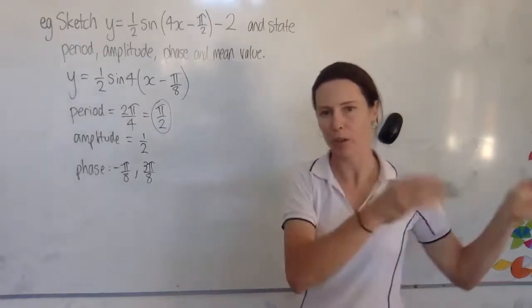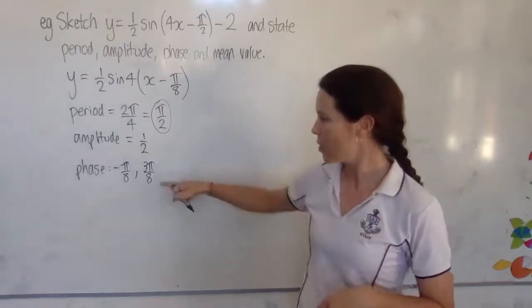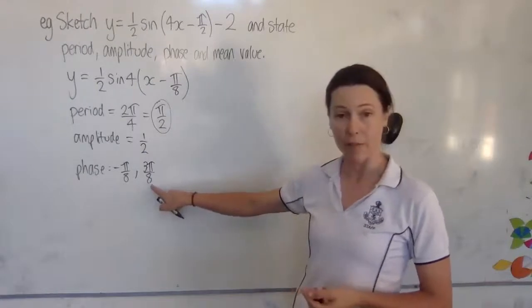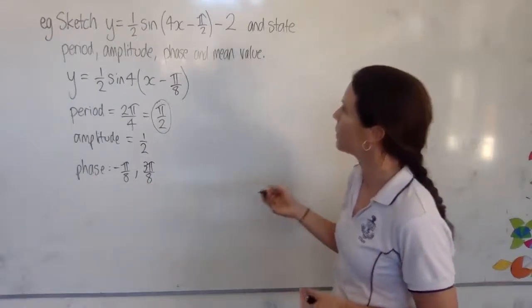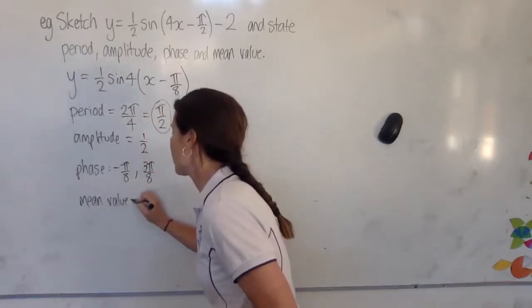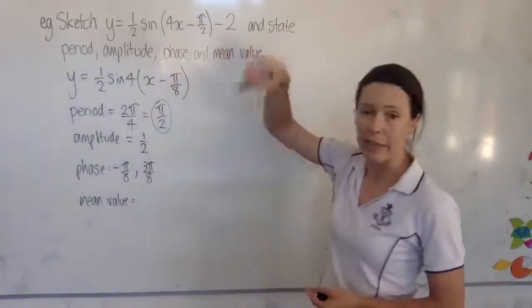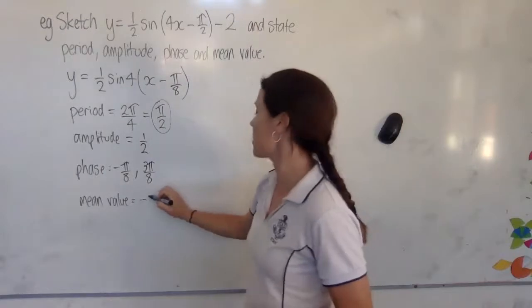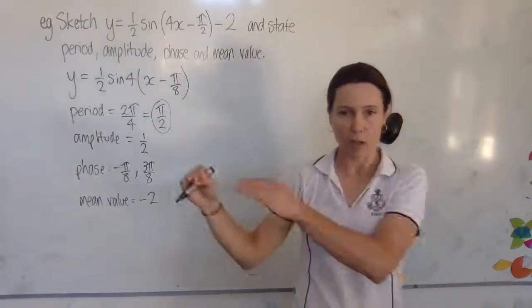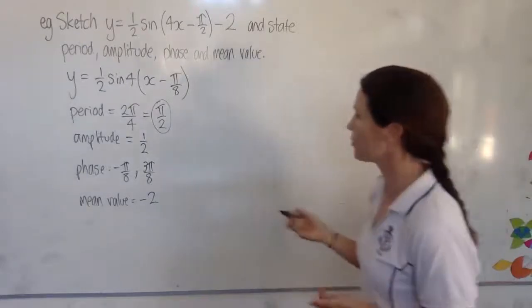So you're going to end up with the graph in the same place. So use whichever phase you like. You can move to the right this far, you can move to the left this far. These are both acceptable ways to do it. And lastly, our mean value, well, the whole graph has been shoved down 2 units. So our mean value is -2. So it won't be going up and down around the x-axis, it'll be going along that line y equals -2.